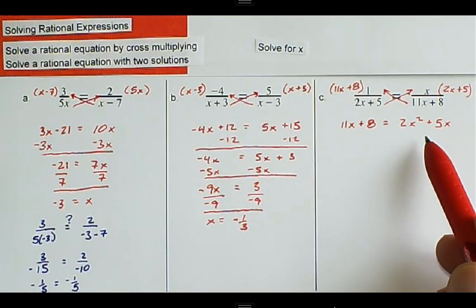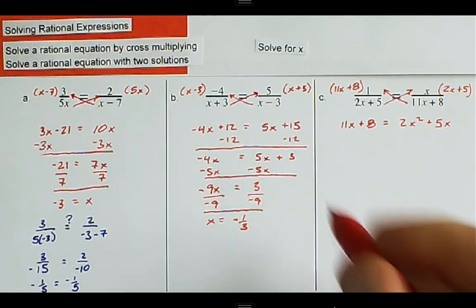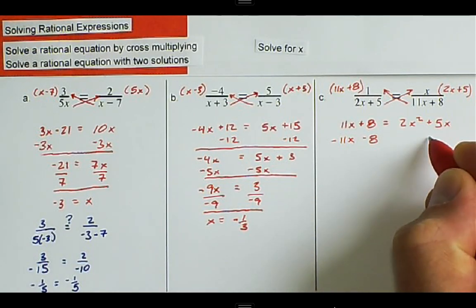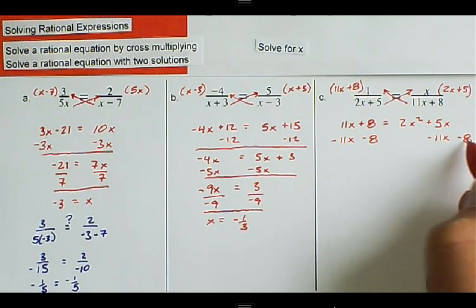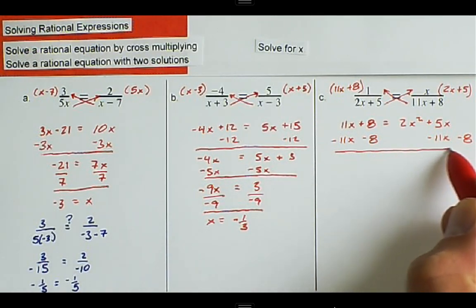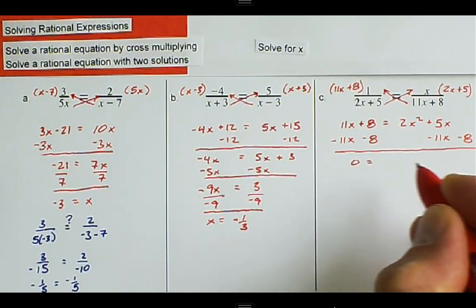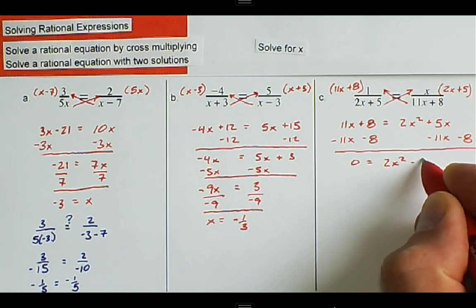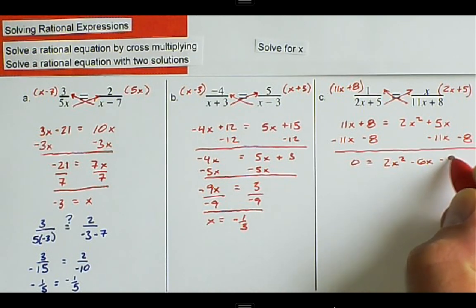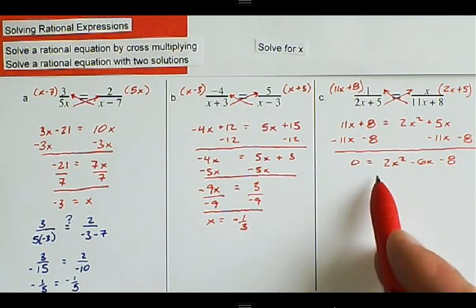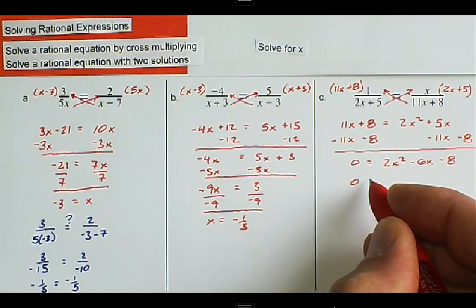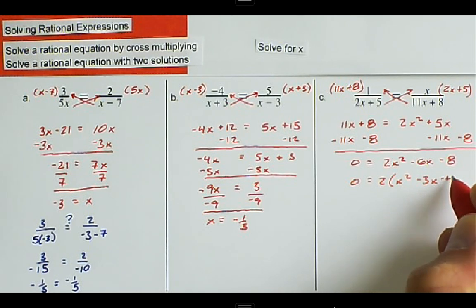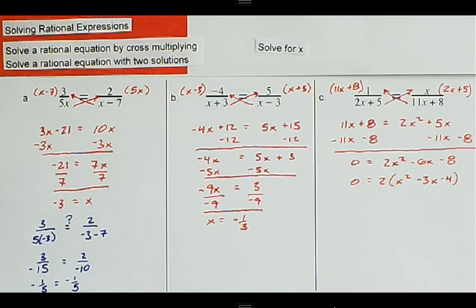And in order to solve a quadratic equation, we need to get one side equal to 0. So we can subtract 11x and subtract 8. Subtract 11x and subtract 8. Then we get 0 is equal to 2x squared minus 6x minus 8. All these are even, so we can factor 2 out. And then this is factorable.